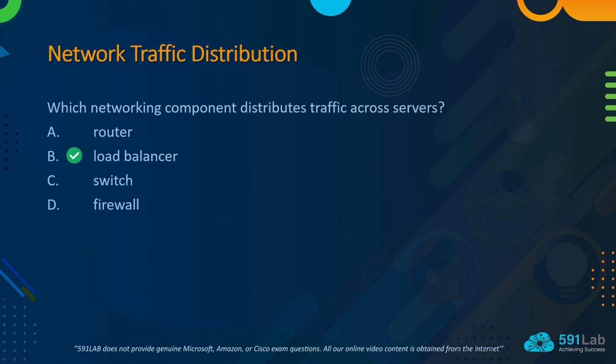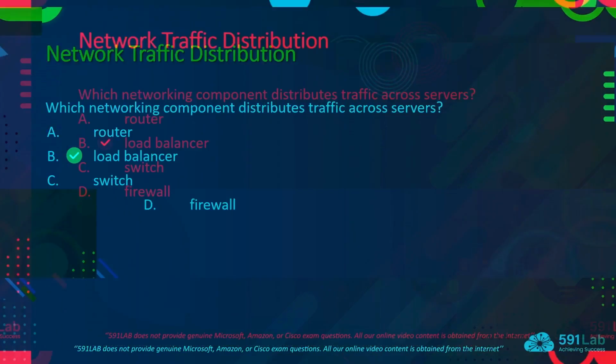So in summary, while all these components play essential roles in networking, the one that specifically distributes traffic across servers is a load balancer, so option B is the correct answer.